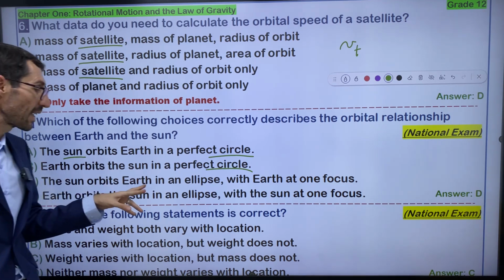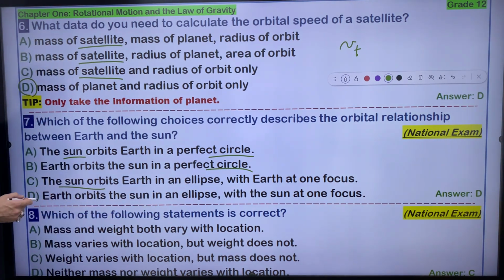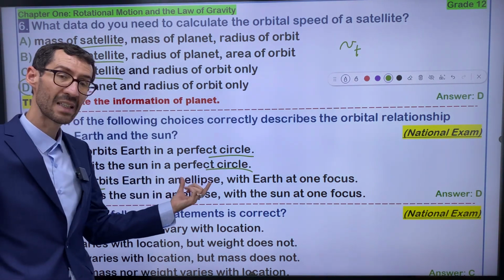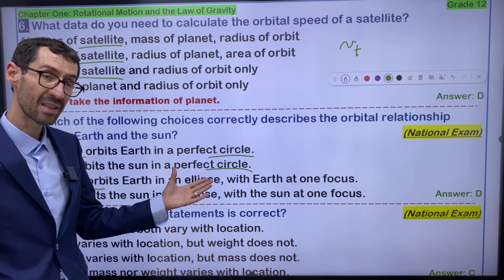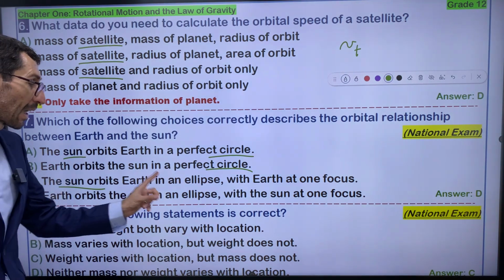The sun orbits the Earth in an ellipse. In an ellipse. So the first part of the statement is wrong. That's why we don't care about it. Even if it talks about the correct orbits of planets, it says ellipse. But actually, the sun does not orbit the Earth. It's opposite. D. Earth orbits the sun in an ellipse.